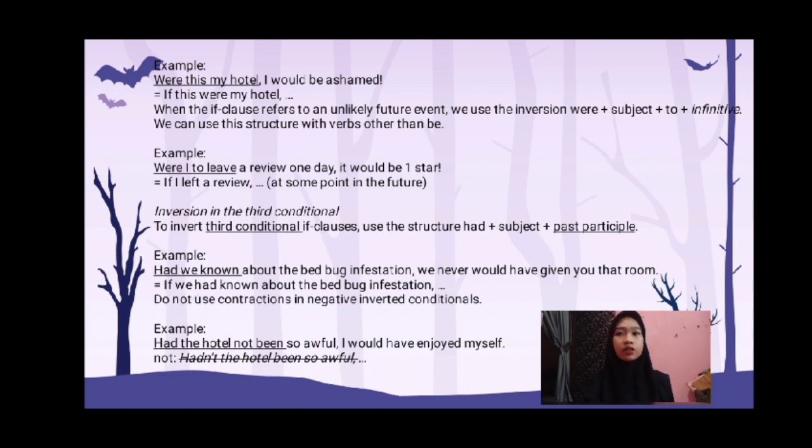Do not use contractions in negative inverted conditionals. For example, had the hotel not been so awful, I would have enjoyed myself. Not: hadn't the hotel been so awful.